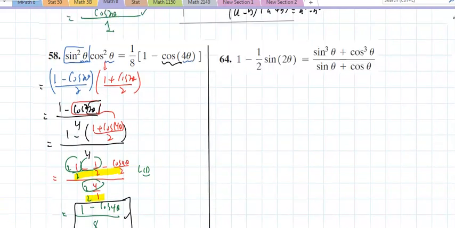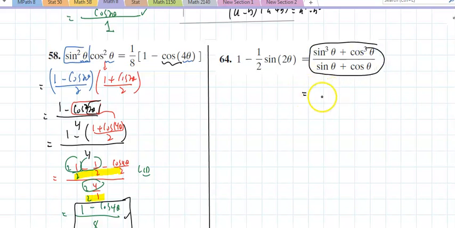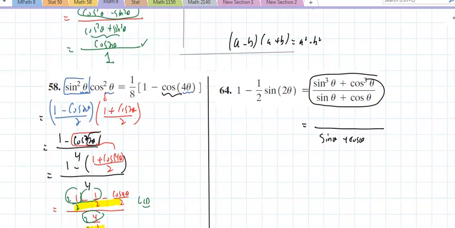Next problem I'm going to look at is number 64. And left or right? Well, I noticed the right has a lot of things going on, so maybe I'll start with the right hand side. Sine of theta plus cosine of theta. And do I remember what the cubics were? What was a cubed plus b cubed? That was a plus b into a squared minus ab plus b squared.